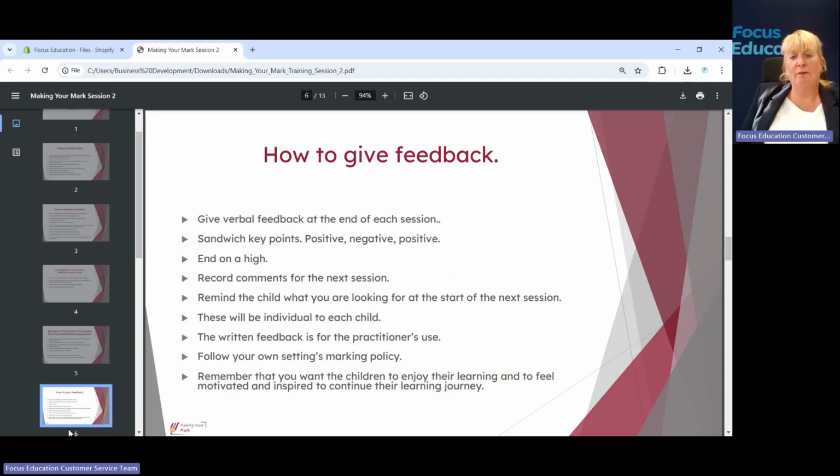The feedback sheets are for you, the practitioner who's doing the sessions with the children. I would say that they're not for anybody else, they are for you. So it's your feedback for the children, but it's your shorthand. But then when you're doing whatever you're doing in the books, you follow your marking policy, whether that's pink and green, however your setting does it. But I think there's a way of marrying the two together really, really easily. My final little point there, I think, is remember, we want the children to enjoy their learning and to feel motivated and inspired to carry on. We want them to feel that, wow, I'm writing, I can do this, I can write.